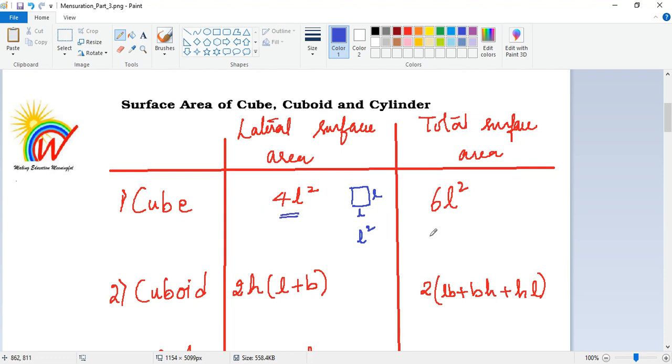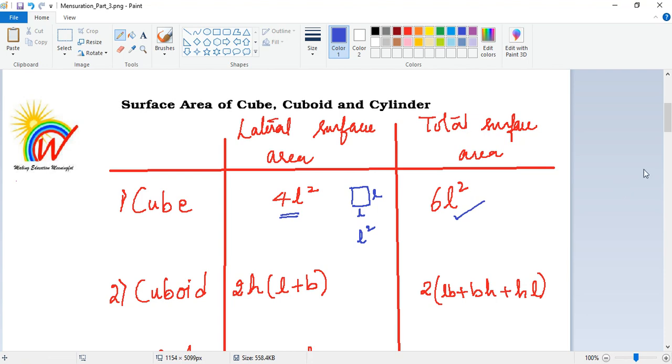Now when I talk about the total surface area of a cube, I have one wall on top and at the bottom also, right? The ceiling and floor are also considered as walls, a face, isn't it? So you have two more walls being joined. So that's going to be 4L square plus 2L square, which is 6L square.